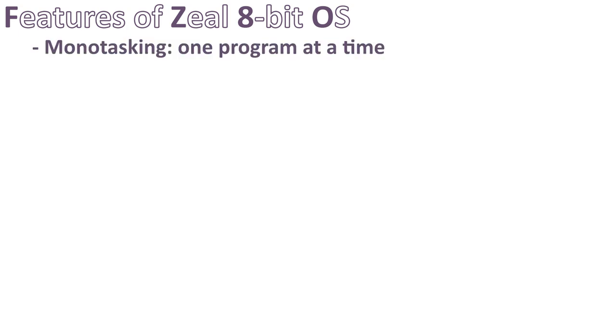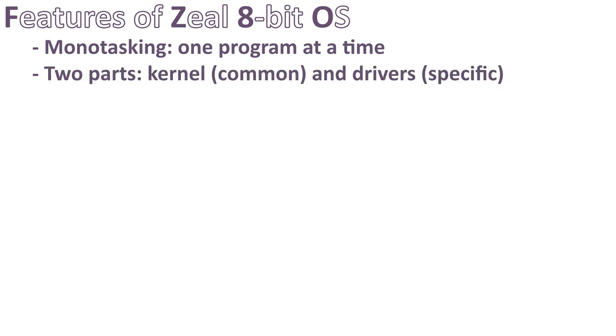A monotasking system, so the whole CPU power is dedicated to a single application at a time. A system divided in two parts, the kernel itself, which is common to all the targets, and drivers, which are specific to a single target. A ROM-able system, in other words, a system that we can execute from ROM directly. As a side note, the current implementation of the kernel itself takes less than 6 kilobytes of ROM and less than 1 kilobyte of RAM.